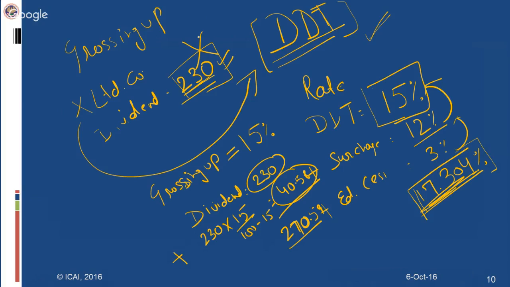Only for the purpose of the tax calculation. We will calculate 17.304% on 270.59, and it will come to 46.83. Now we have the two things. One, the dividend is 230.